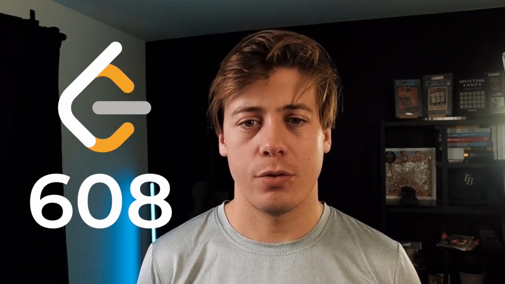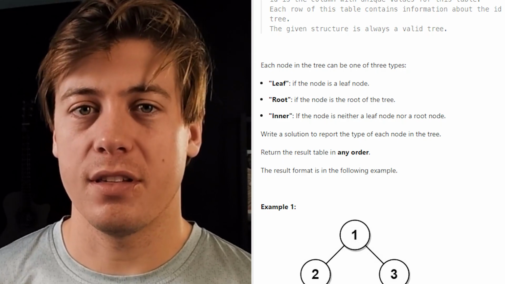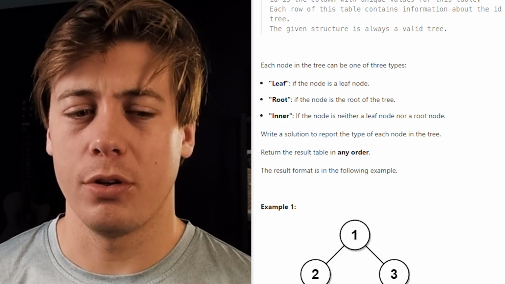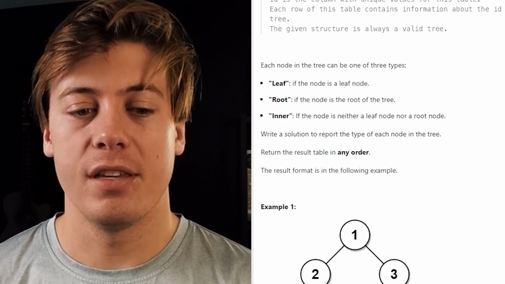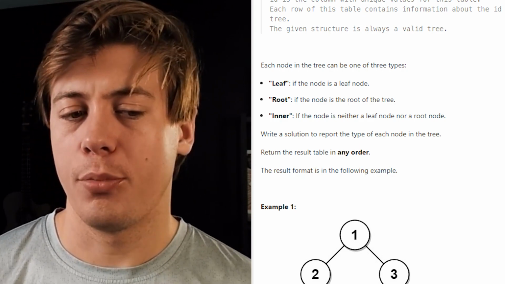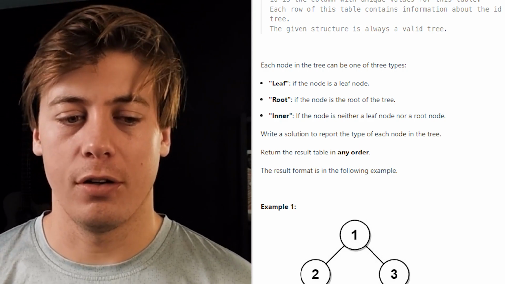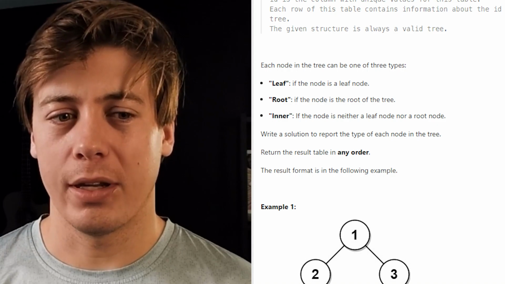LeetCode 608 tree node. Each node in the tree can be one of three types. Leaf, if the node is a leaf node. Root, if the node is the root of the tree. Inner, if the node is neither a leaf nor a root node. Write a solution to report the type of each node in the tree. Return the results table in any order. The result format is in the following example.